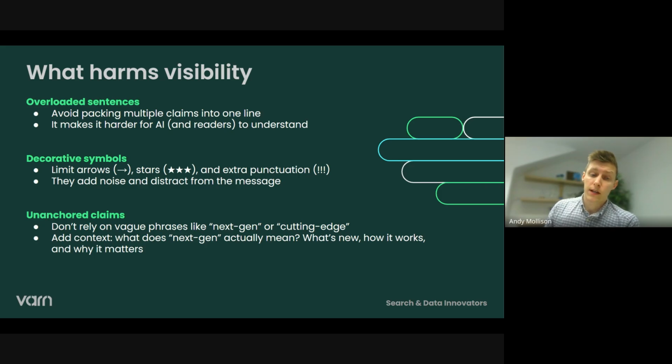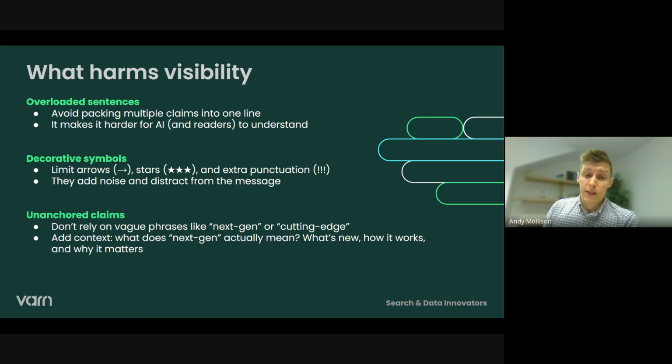Decorative symbols, AI just can't really process these properly. So don't use things like stars and extra punctuation. It's noise. It's not going to add any value for the AI crawler. Just try and avoid that generally. Obviously use them if it makes sense.